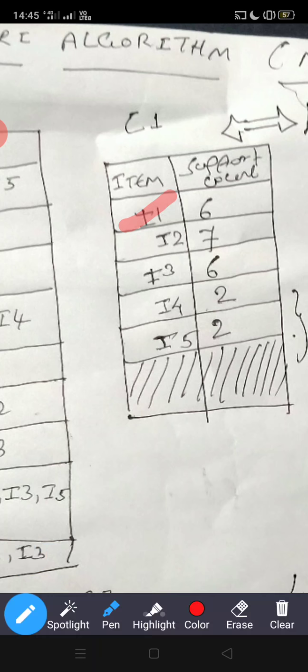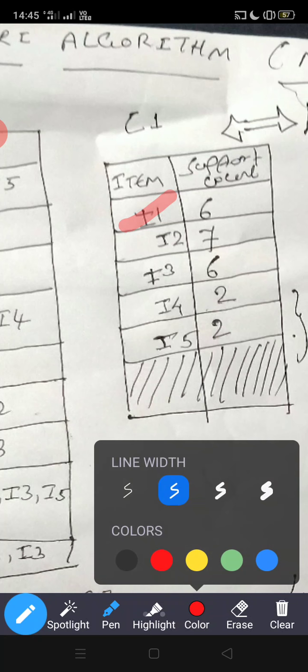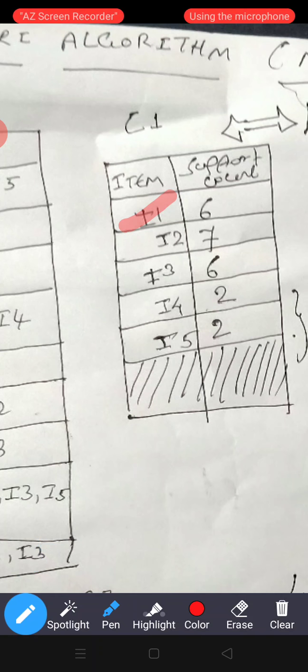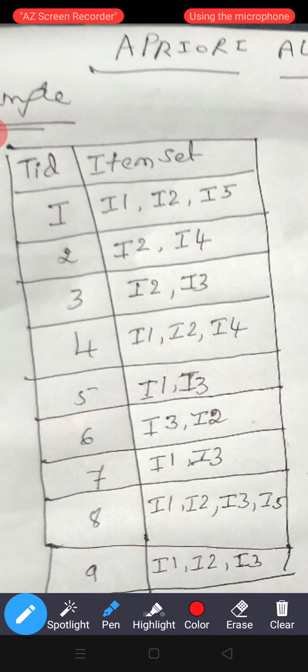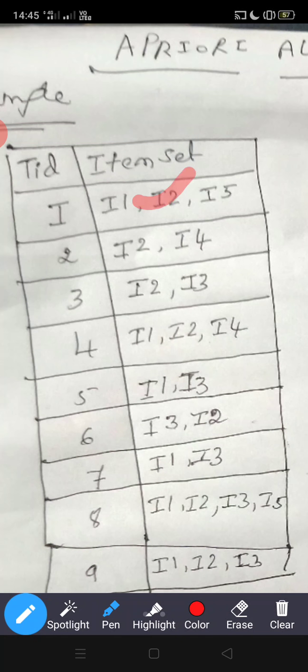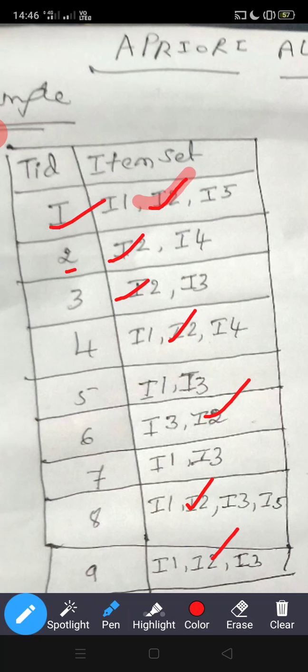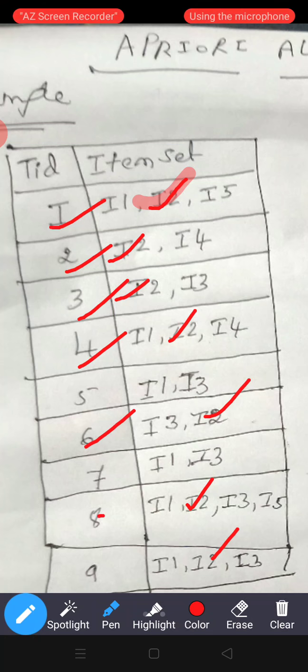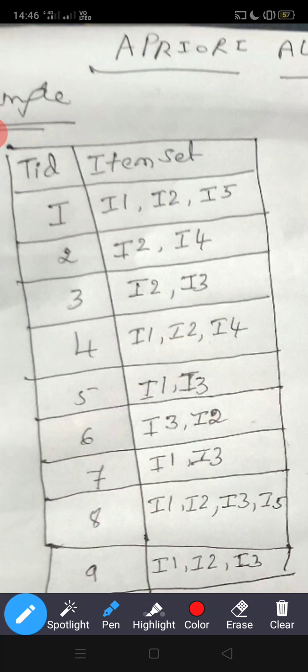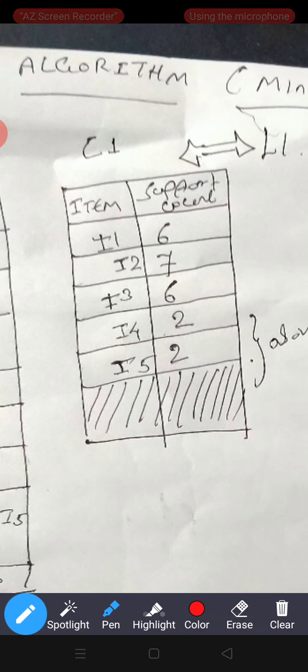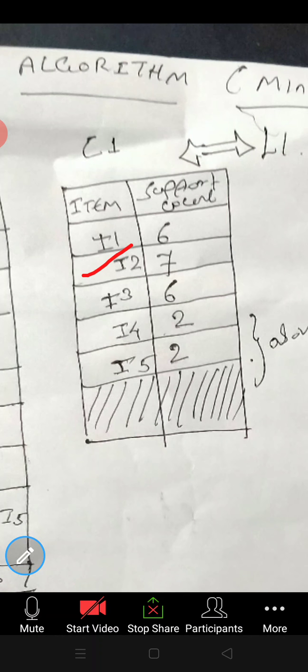Okay, so how many times is I2 there? We will calculate it now. Here one I2, here one, here one, here one, here one, here one, here one. Total: 1, 2, 3, 4, 5, 6, 7 times I2 is there. Good.